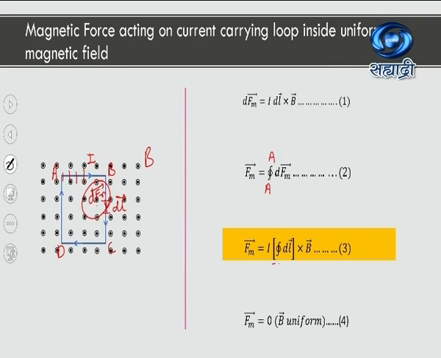Remember, this bracketed term is the sum of vector quantities, and it is being summed up over a closed path, which means that the sum of this has to be equal to 0. Therefore, the net magnetic force acting on any current carrying loop within the magnetic field is always equal to 0. The condition is that B must be uniform in that case.